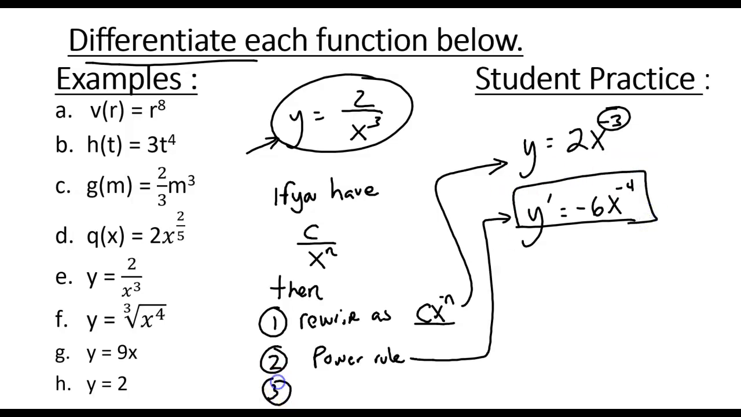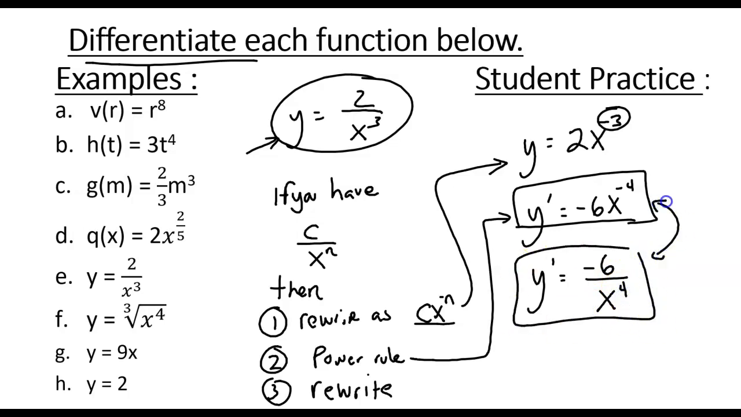However, you may need to rewrite it again. So what do I mean by that? They may want you to put the negative 6 here, move the x to the bottom, and make that 4 positive. Either one of these are good answers. And you want to make sure you know how to write both. All right? So let's do another one of these.